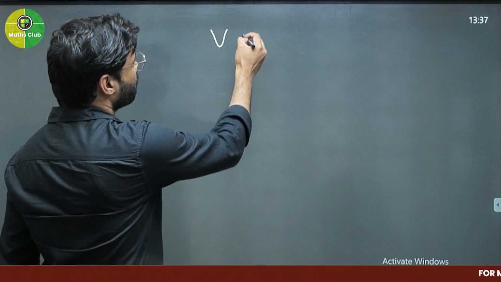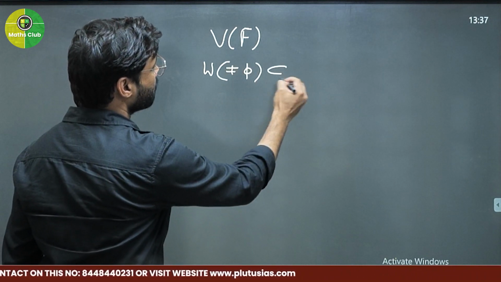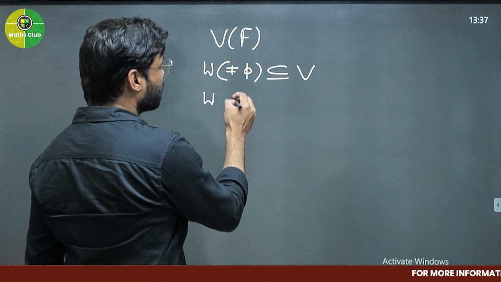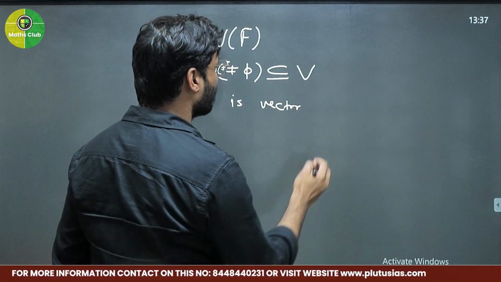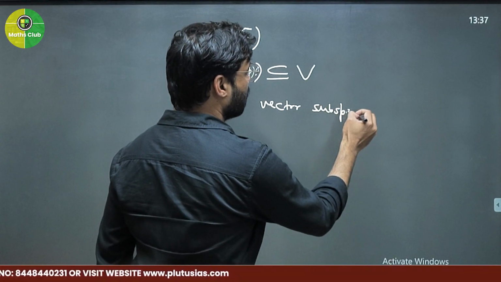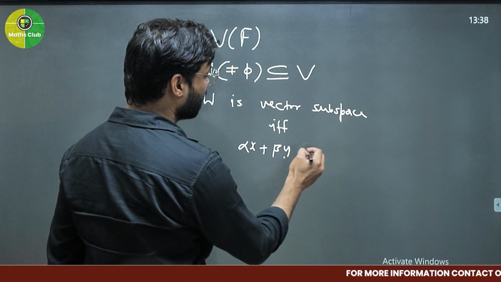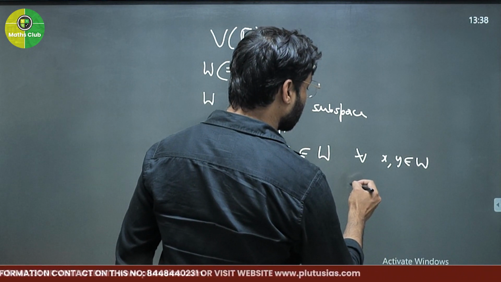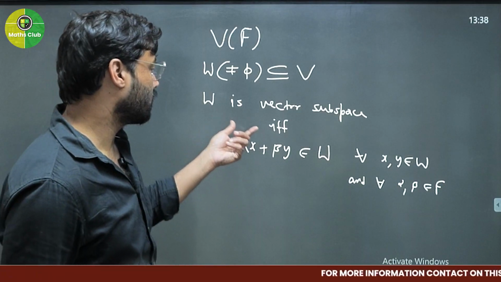If V is a vector space over the field F, then any non-empty subset W of V is a vector subspace if and only if alpha x plus beta y belongs to W for all x, y belongs to W and for all alpha, beta belongs to F. So this is the test to check the vector subspace.